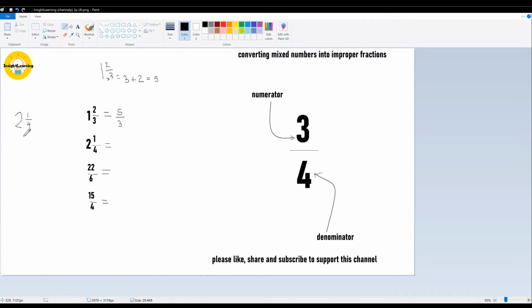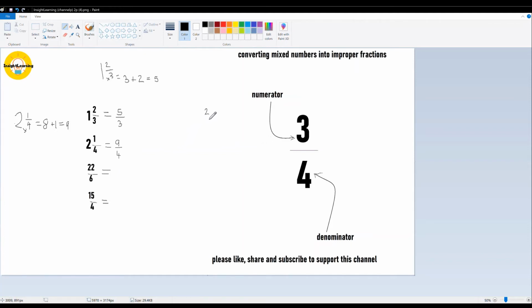Here we times the whole number by the denominator, which gives us 8. We add the numerator, which is 1 in this case, and that gives us 9. 9 is going to be the numerator of our improper fraction, and the denominator stays the same. Now, what do we do when we've got an improper fraction?